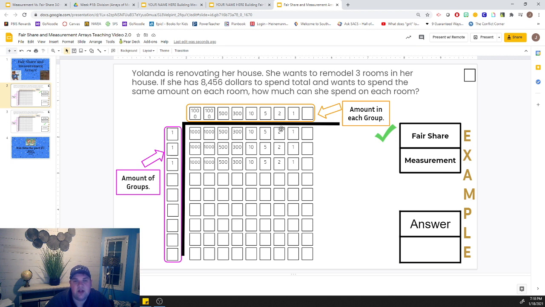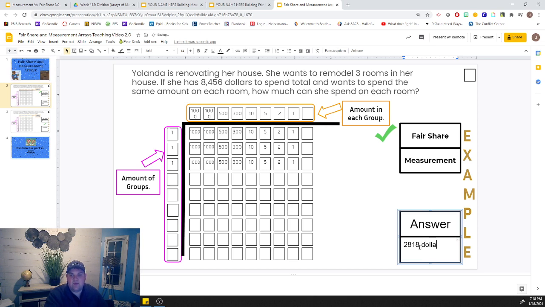So what is my answer? How much will I spend on each room? Look at the array and enter what your thinking is. If you said that she would be able to spend $2,818, you are correct, because in one row there's 1,000, 2,000, 2,500, 2,800 with that 300, 2,810, 2,815, 2,817, and then adding this one on would take us to 2,818.